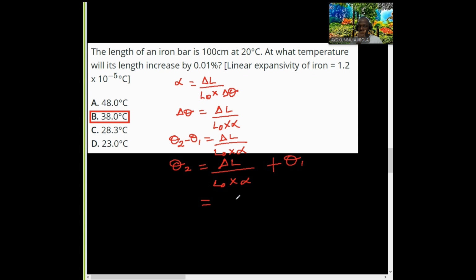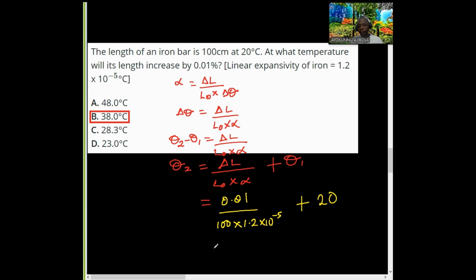0.01%. The initial length was 100, right? Yes. And 0.01% of 100 is 0.01, okay? That is 0.01 divided by 100 then times 100. Is that clear? Yes, sir. Then original length is this. The linear expansivity is 1.2 times 10 raised to the power minus 5, then plus theta 2, which is 20.